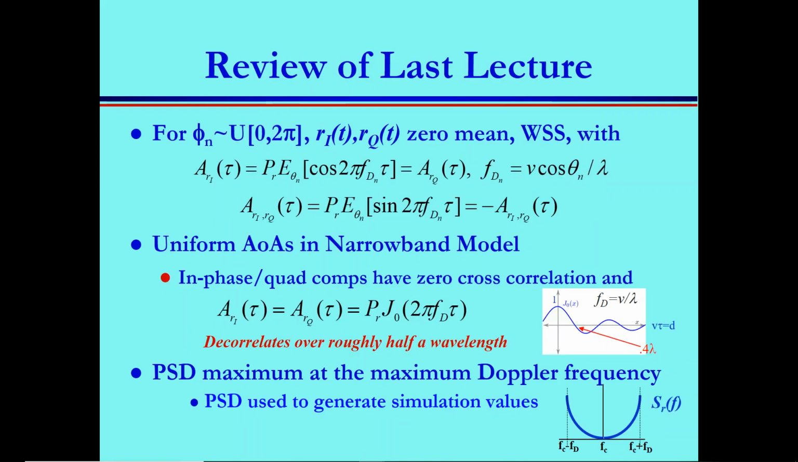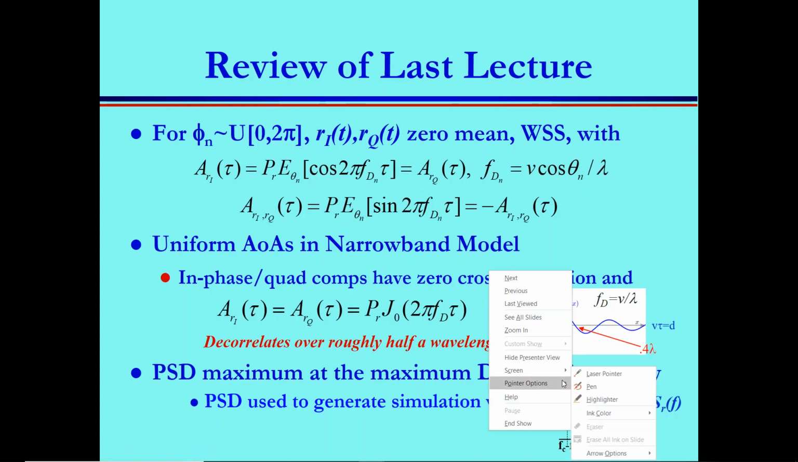So basically, we discussed the autocorrelation function related to the time-varying impulse response, how to find it, and for the case when you have the angle of arrival, your paths are coming from all the directions and the distribution of the angle of arrival is covering the angles from 0 to 2 pi, and you have the in-phase component of your received signal and the quadrature component of your received signal.